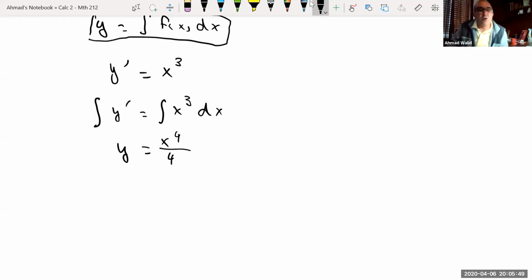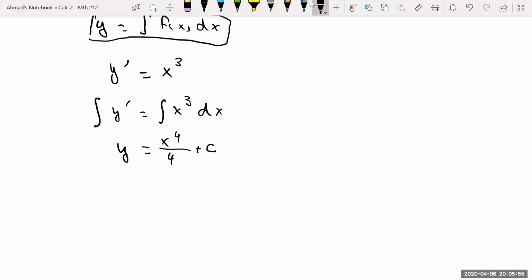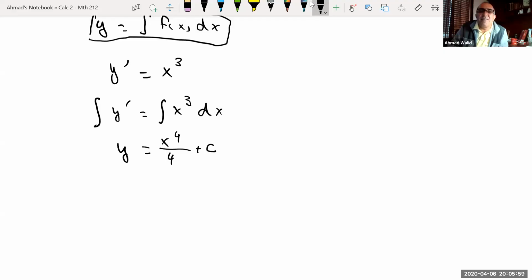And of course, here is what I missed as usual. Oh, right. Plus c. Because it's not a definite integral, it's indefinite, right? That's why I forgot plus c. I have to put plus c.